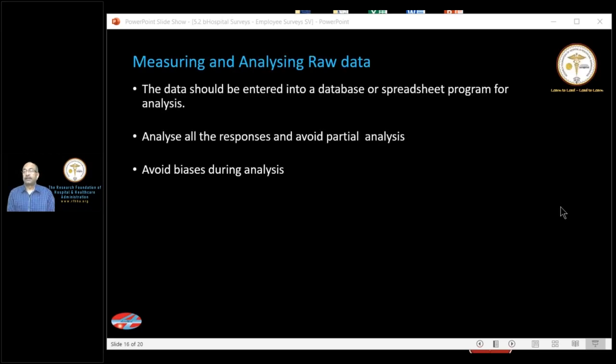Okay. So the other points are that partial analysis should generally be avoided, because we will not know what we have missed. So unless we have completed the analysis, we should not assume that a response is like this. Avoid biases during analysis. Sometimes we are able to discover the identity of the person who's responding, and then we disregard some of the responses. That's not right. All the responses must be included. Once the person is part of the sample size, then all his response has to be included in the computations.